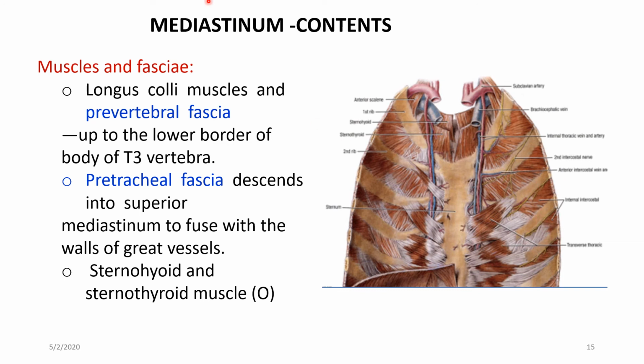So among the contents, the muscles are the longus colli, sternohyoid and sternothyroid. The fascia are the prevertebral fascia and pretracheal fascia.